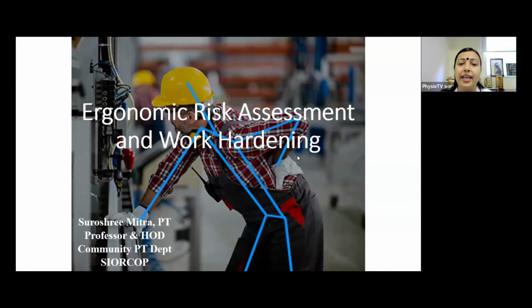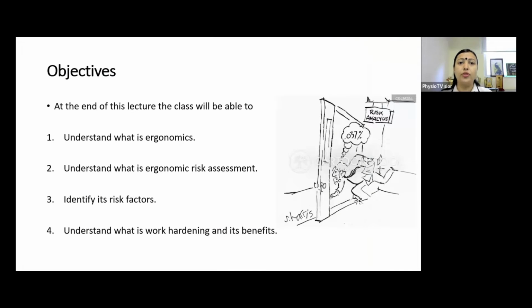So, like in every other class, before we begin the session, we would like to share the objectives of the session. So at the end of this session, the class should be able to understand what is ergonomics, understand what is ergonomic risk assessment, identify the risk factors, and understand what is work hardening and its benefits.